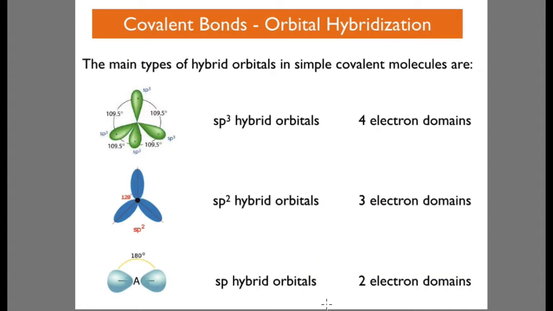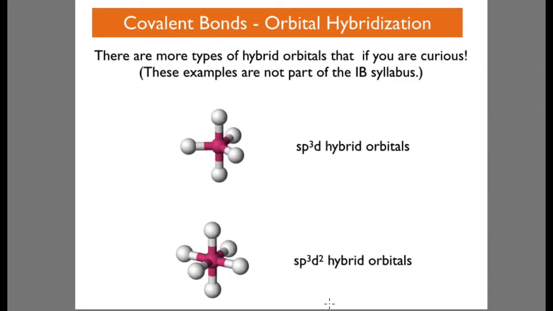This hybrid orbital has a shape and energy that's a blend of the s and p orbitals. The main types of hybrid orbitals in simple covalent molecules are the sp3 hybrid orbital, which has 4 electron domains, the sp2 hybrid orbital, which has 3 electron domains, and the sp hybrid orbital, which has 2 electron domains. There are more types of hybrid orbitals that, if you're curious, you can have a look at here. They're not on the IB syllabus. You've got sp3d hybrid orbitals, and sp3d2 hybrid orbitals, which give us a nice octahedral shape.